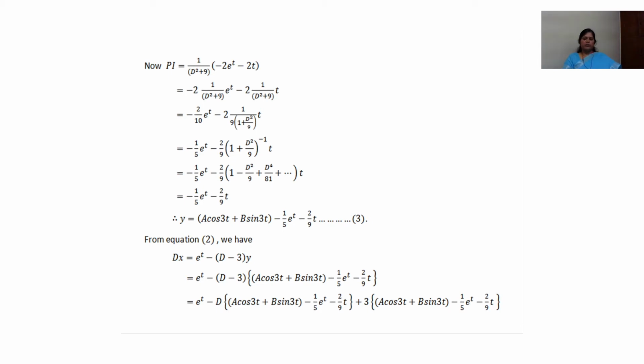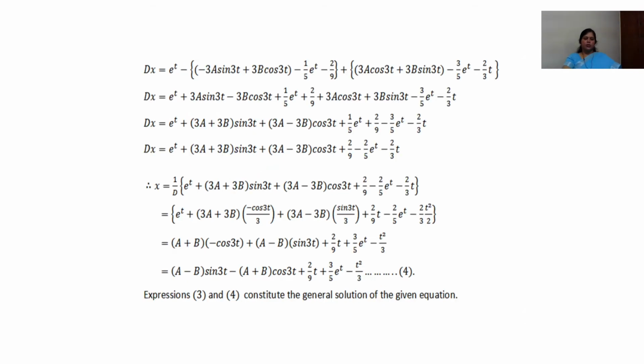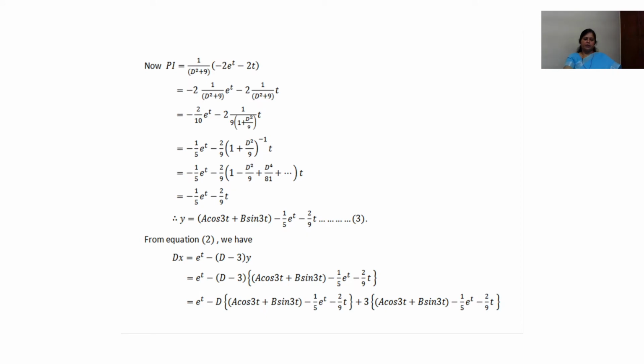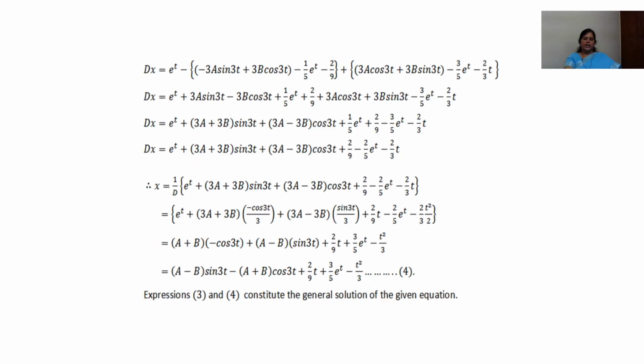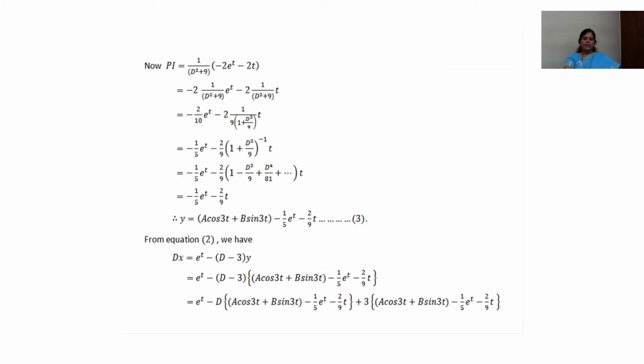Now d is there, which means we have to differentiate the function once with respect to t. That only we are going to do in the next step. So dx is equal to e to the power t minus, if you differentiate a cos 3t, a is a constant, if you differentiate cos 3t we will get minus 3 sin 3t. The next one is b sin 3t. B is a constant, so differentiation of sin 3t with respect to t gives 3 cos 3t.